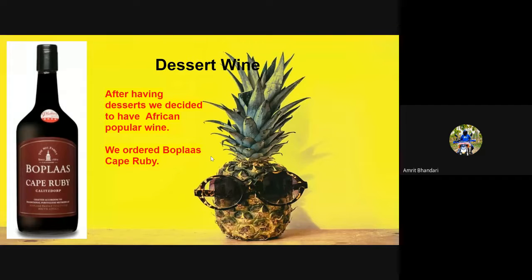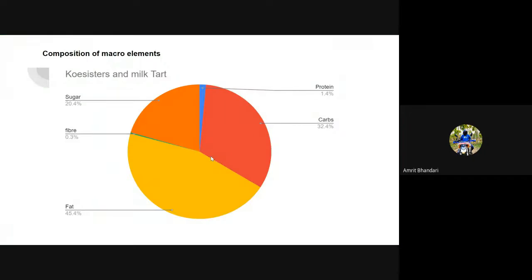After finishing our dessert, we decided to have a popular African wine, this Bubbler's Cap Ruby. This wine is bright red and purple in color with crimson tints, really sweet in taste, with spices and smooth tannins, and we all really enjoyed it a lot. Next slide, please. After completing our dessert, we all returned to our hotel and started researching the foods we had on day four.